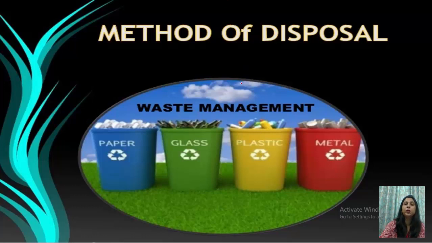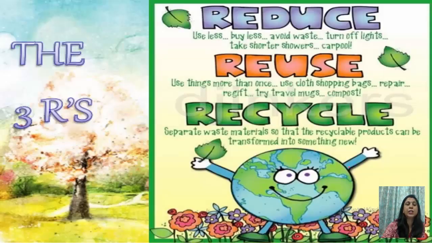Now, method of the disposal of waste, that is the waste management. As you can see, first of all, we should segregate or separate out the waste into different containers. We know the 3 R's, that is reduce, reuse, recycle. Reduce, that is use less, buy less, avoid waste, turn off lights, take shorter showers, carpool, etc. You have learned in your previous classes also. You must be knowing about the 3 R's.